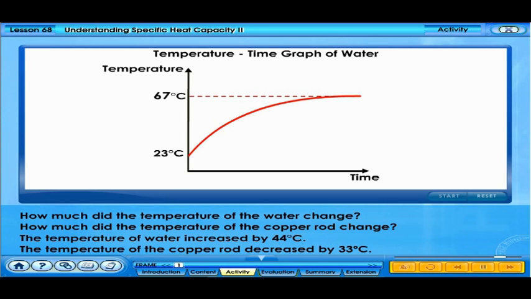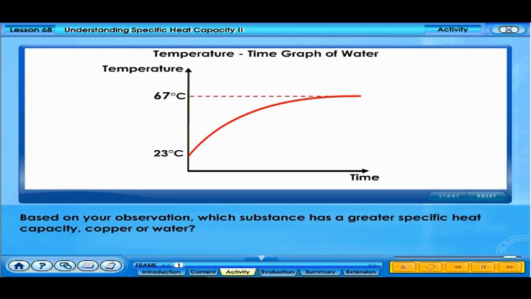The temperature of water increased by 44 degrees Celsius in the same time interval. The temperature of the copper rod decreased by 33 degrees Celsius. Based on your observation, which substance has a greater specific heat capacity, copper or water? Water has a greater specific heat capacity.